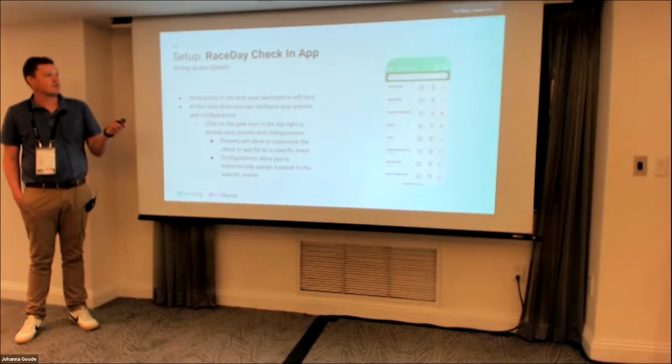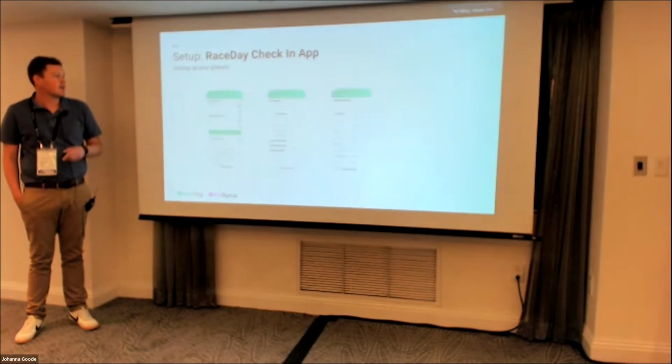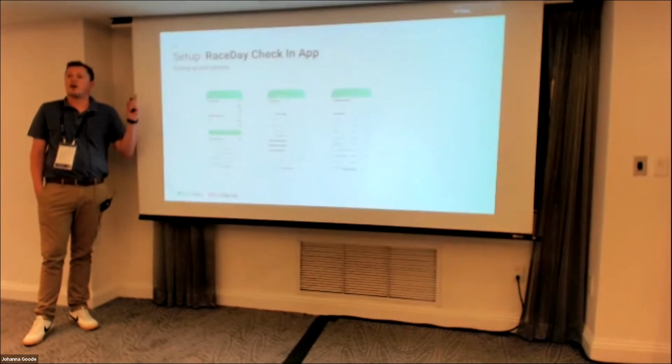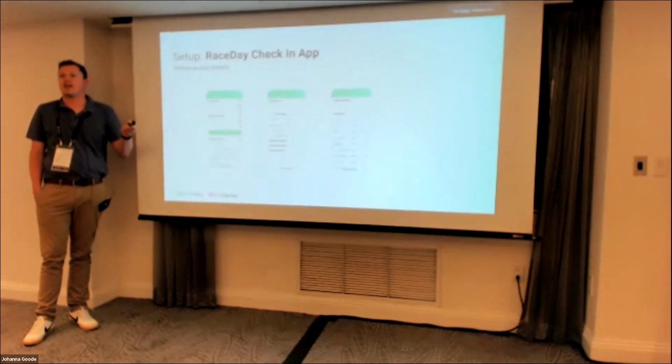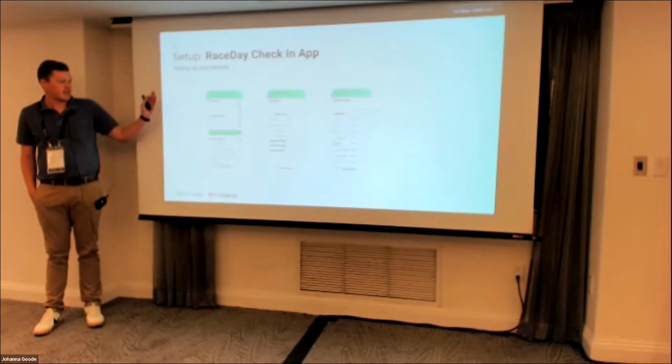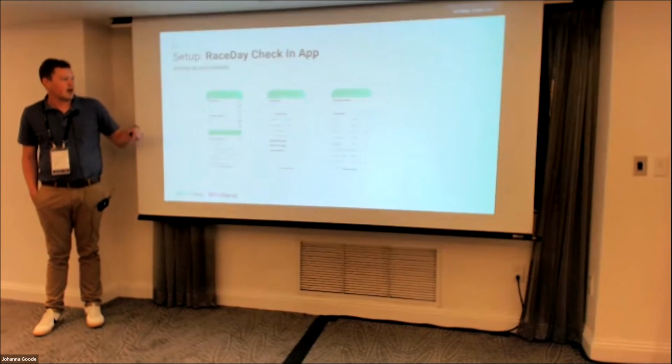To create your presets, it's that gear icon in the top right. So this is what it looks like now. If you haven't seen it, update your app, go take a look at it now. It does look a little bit different now. So you'll see you have your event presets and you have your race configurations.